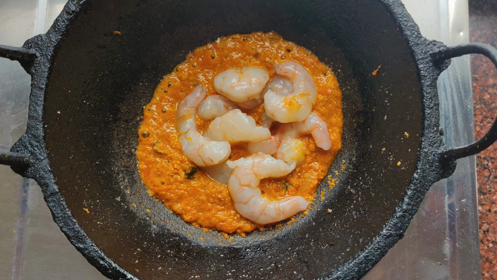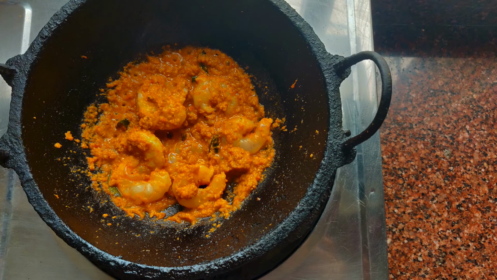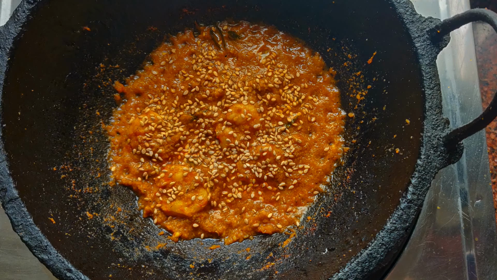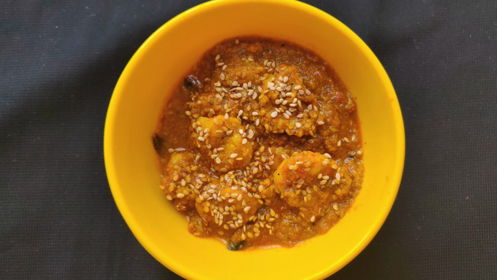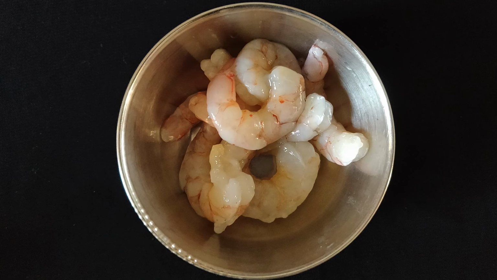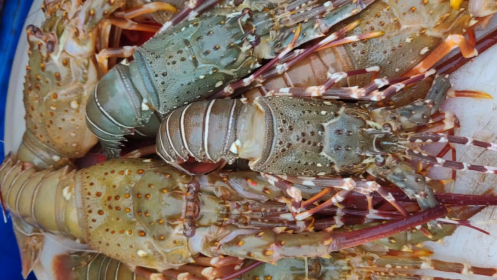Next, add the prawns and mix well. Cover the pan and cook on low flame for 10 minutes. Garnish with 1 teaspoon of roasted sesame seeds. Prawn curry is ready. One serving of prawn curry gives around 250 milligrams of calcium. If prawns are not available, you can also use lobsters for this recipe.